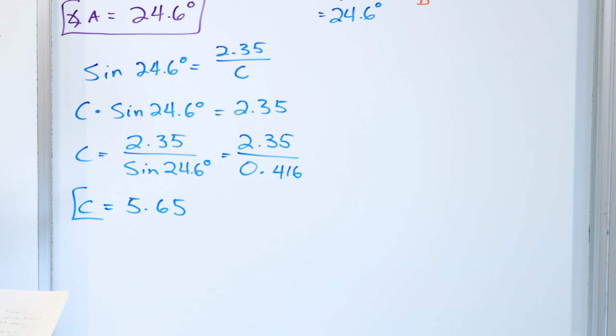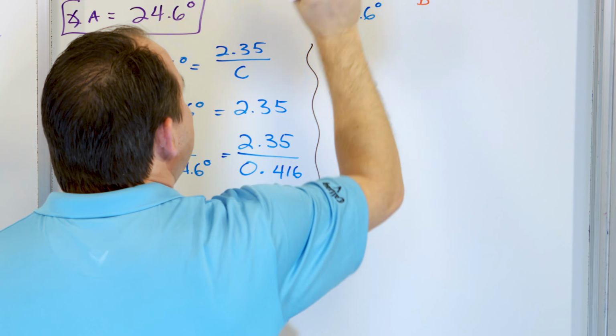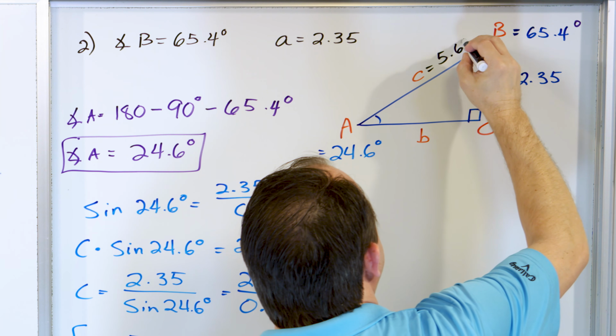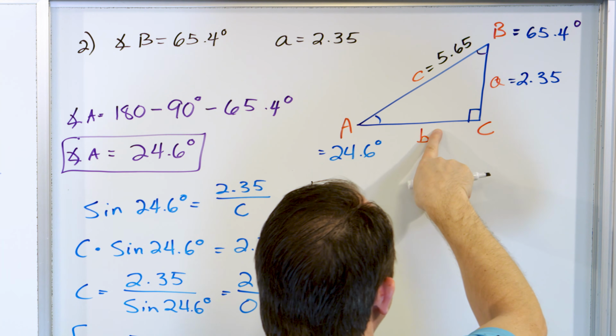And that's the final answer for the length of side C. So now I know what the hypotenuse is, and I'm going to write that down, 5.65. That's the length of side C. So how do I find the only unknown side, side B?